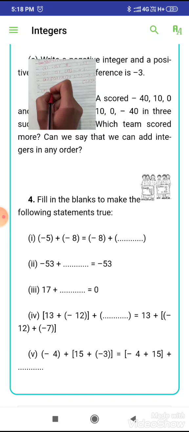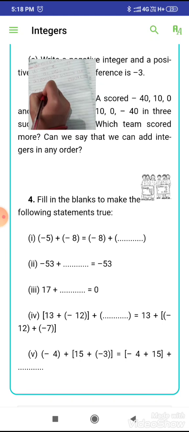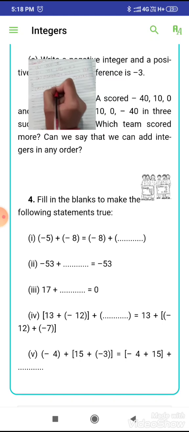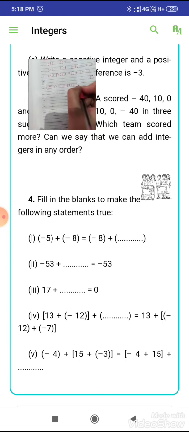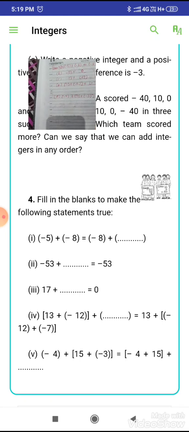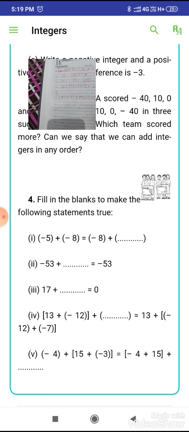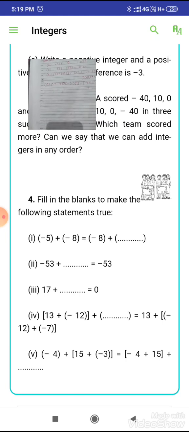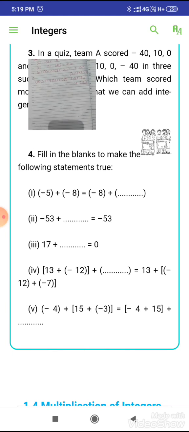Last part, -4 plus -3 is equal to -4 plus 15 plus dash. Again recall the associative property, and we put -3 here so that this statement is true.